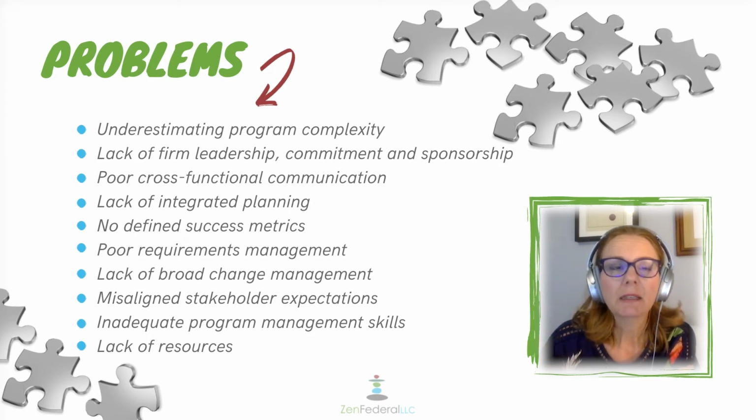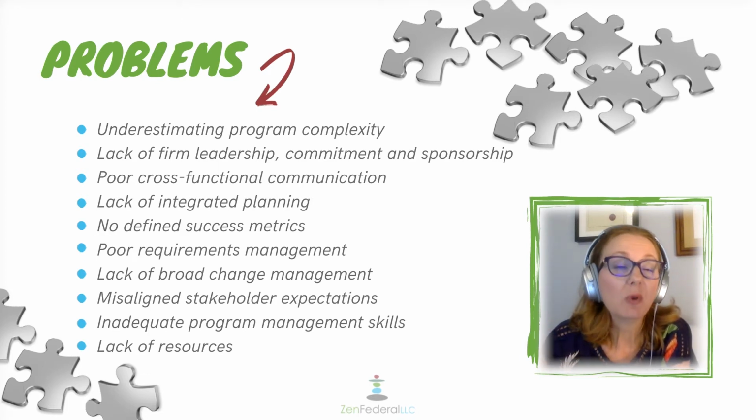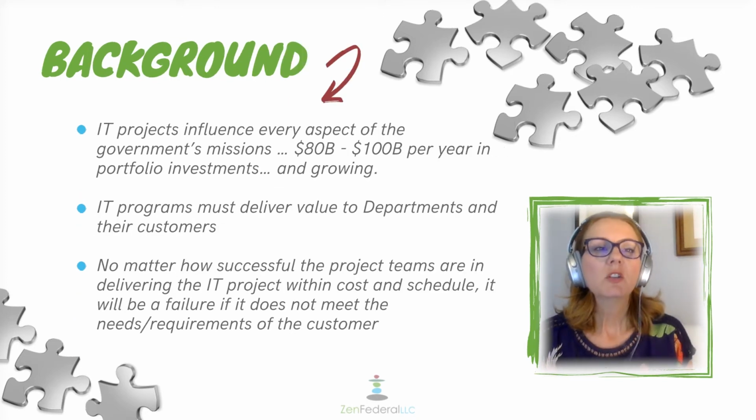Lack of integrated planning. In the federal government, recently there was a new act that passed the legislative branch. It's called the Federal Information Technology Acquisition Reform Act, or FITARA, which really addresses some of that lack of integrated planning. We'll get into more in-depth ways that that's going to address these problems as we go through the slides. No defined success metrics. That's a big one. Or poorly defined success metrics. Lack of broad change management. Misaligned stakeholder expectations. Inadequate program management skills. We'll touch on that in certifications as well. And lack of resources.